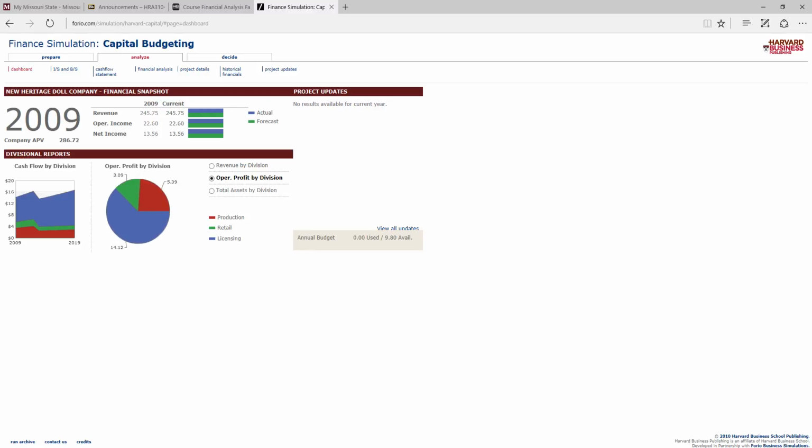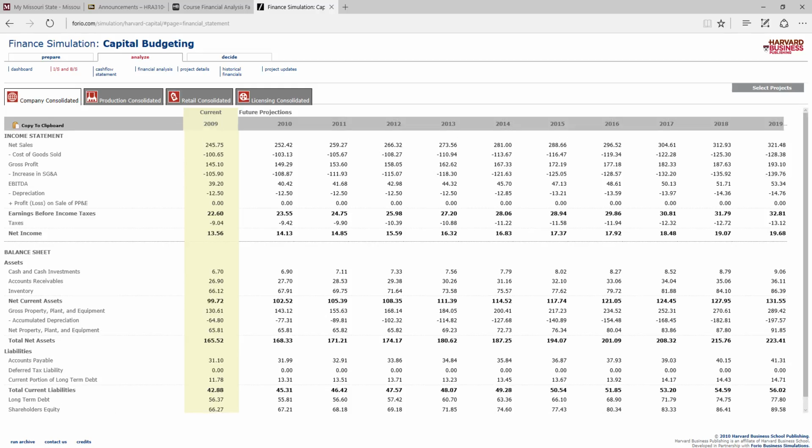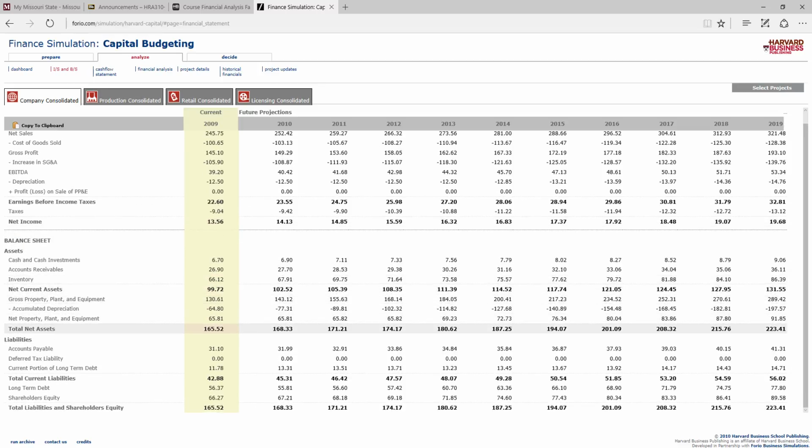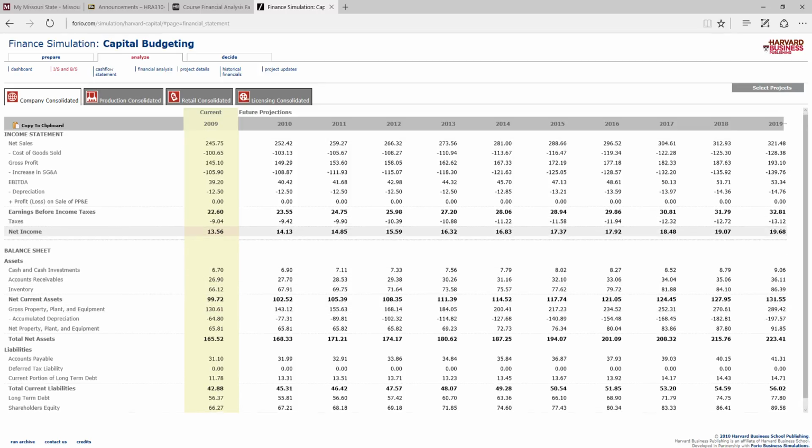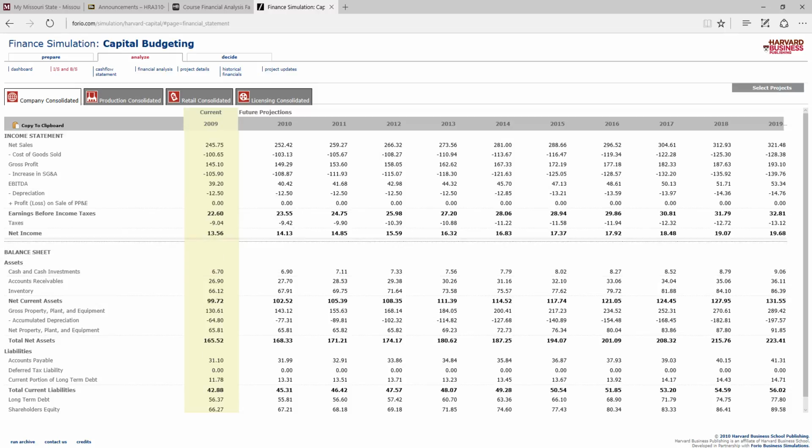It'll give you a way to look at your overall company choices. You can also look under the income statement and the balance sheet. It'll tell you your current numbers and your net income and all of the information associated with it, as well as under the balance sheet. It'll also give you your total net assets and your total liabilities and shareholders equity, and it'll also give you your future projections with the selection that you are looking to invest in.